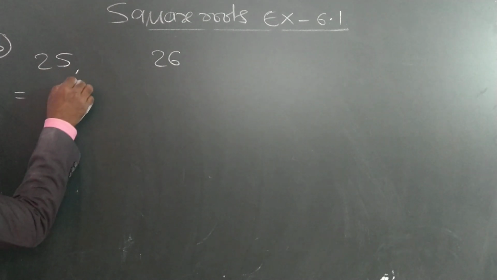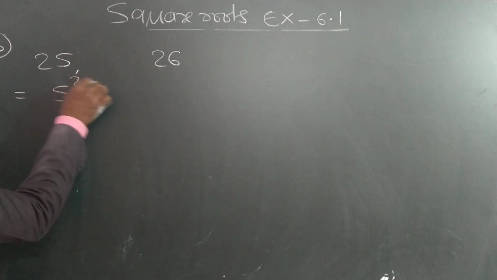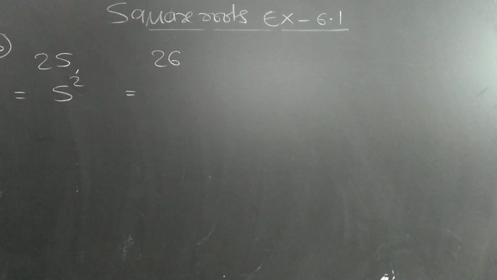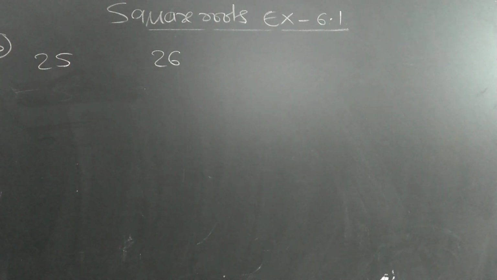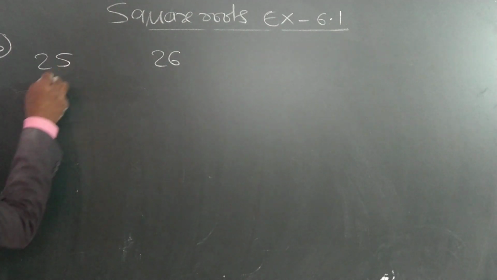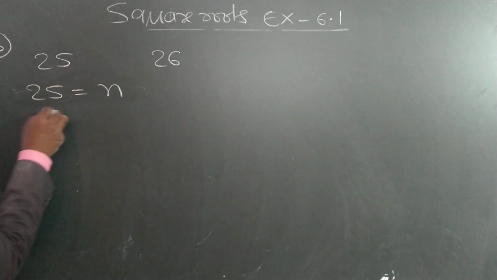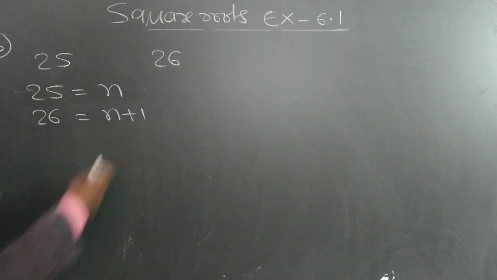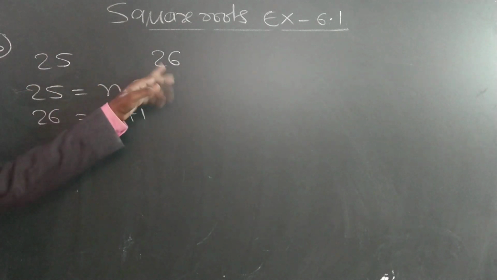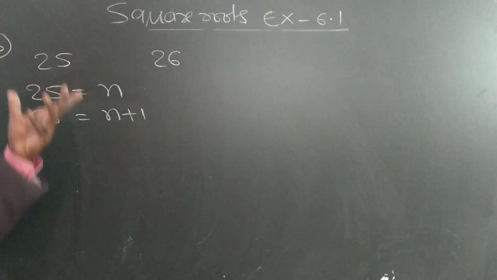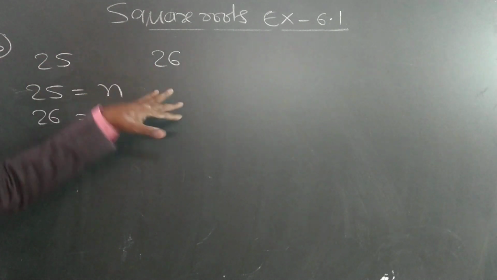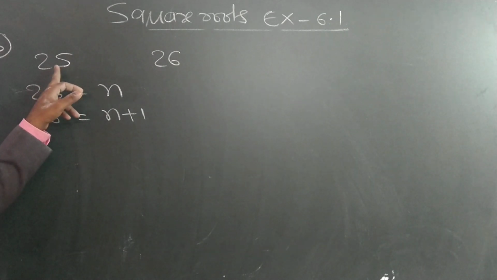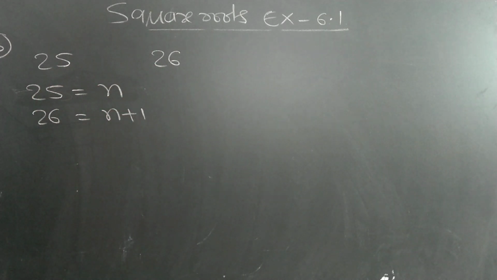This 25 is 5 square. The next will definitely be the square of these numbers. That means let 25 be equal to n. 26 is nothing but n plus 1, one more than this. See, first number n, next number n plus 1. If consecutive numbers are given, then only we can answer this. Otherwise, we have no procedure. So 25 is n and 26 is n plus 1.